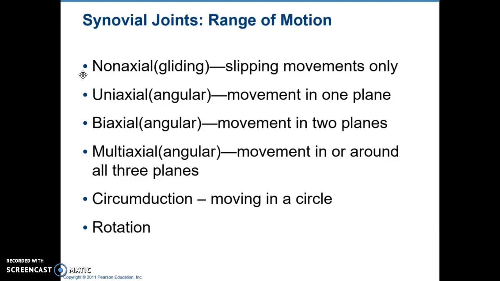But gliding would just be like, imagine two flat pieces of wood sliding back and forth. So the angles between those two pieces of wood are not changing, or if you rub your hands together to warm them up, right, that would be gliding. Uniaxial movement, as this says here, is movement in one plane. So this would be like how a door on a hinge works, right? There's one plane of rotation, or plane of movement, through which that door can move.